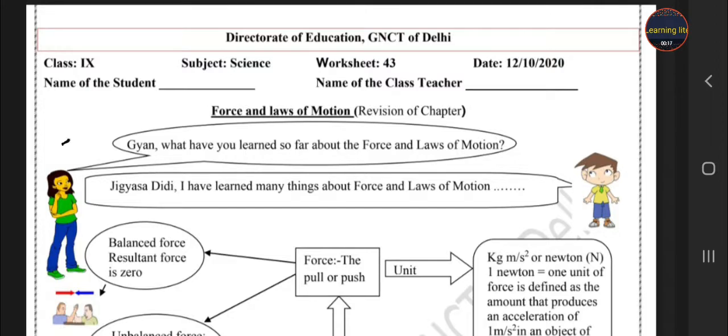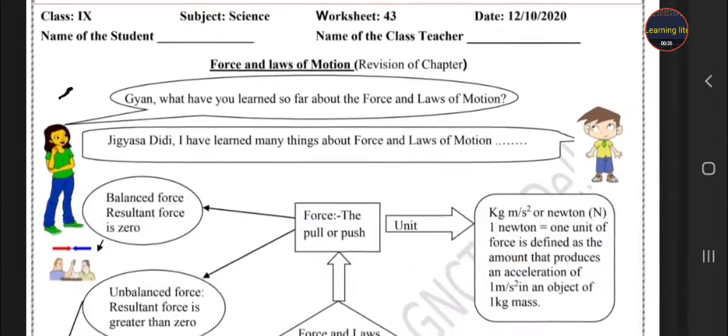Gyan, what have you learned so far about the force and the laws of motion? Jigyasa Didi, I have learned many things. So students, let's move with Jigyasa and Gyan in the revision time of force and law of motion. Let's start with me.